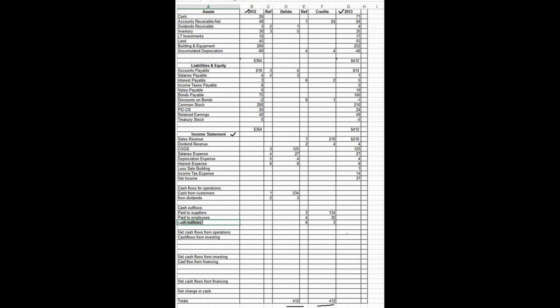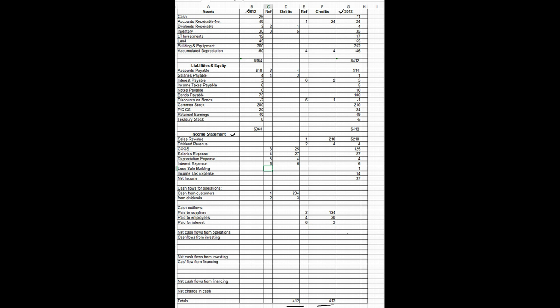Cash paid, we'll just say paid for interest. To be consistent, paid for interest is 3. And when I get through, yes indeed, I'm still in balance. Nice. Let's move on down the income statement.